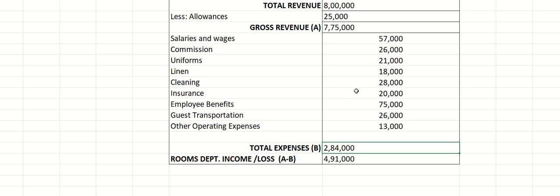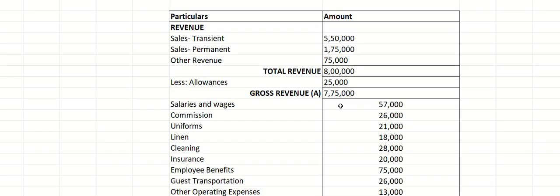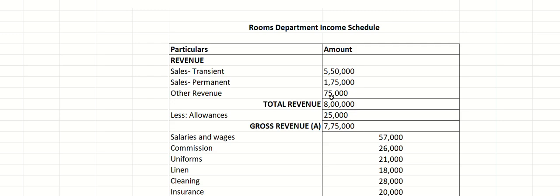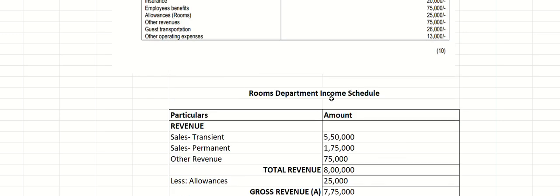Without doing this also you can do it. How? Think you are not taking the total expense here. Instead, you are deducting each item from the total revenue. Of course, you will get the same answer. You can try that at your own risk, but this is what the format says. Don't worry, the final answer should be correct. All these elements should be there. So this is how we prepare a schedule.